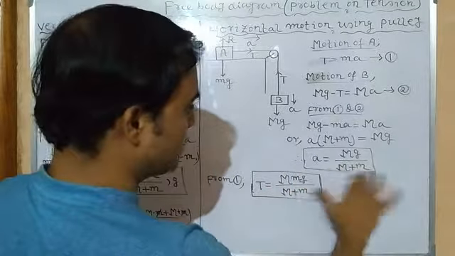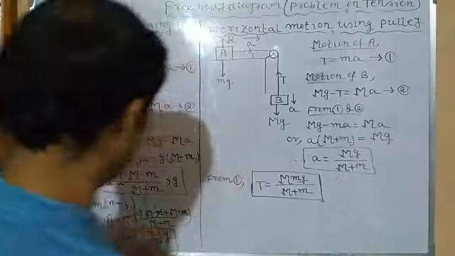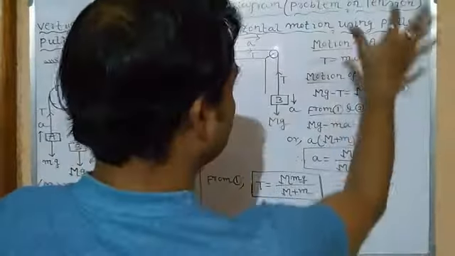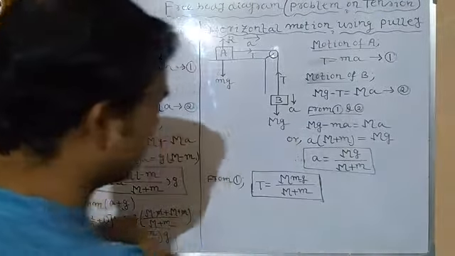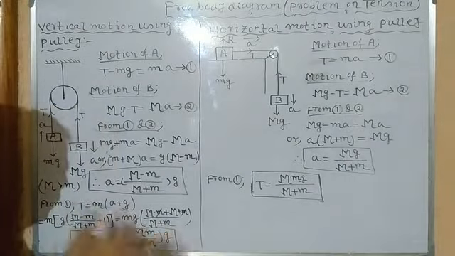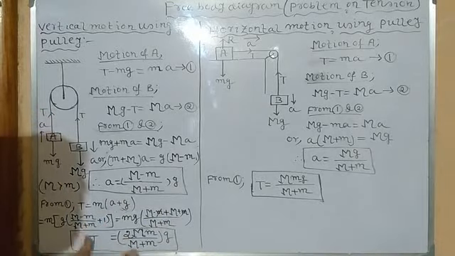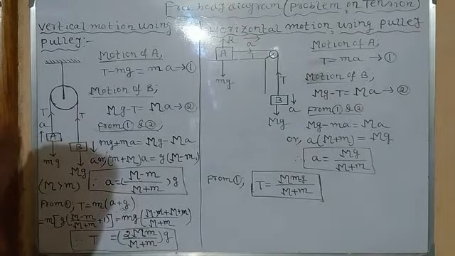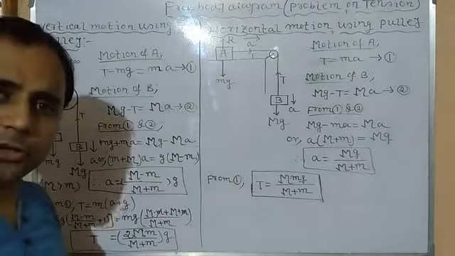a is equal to capital Mg by capital M plus small m. Again, the denominator is always the same. Now putting the value of a in the first equation, we can clearly get the value of the tension. So this is the expression of acceleration and tension of a free body diagram, one in case of vertical motion and one in case of horizontal motion.